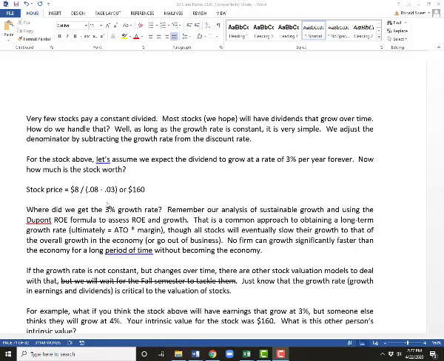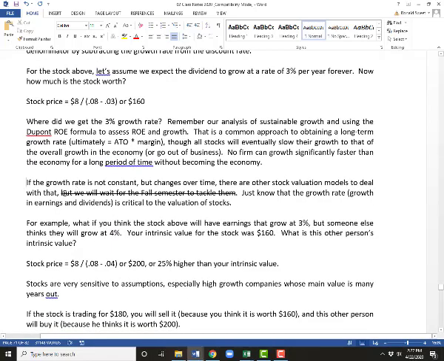So let's talk about this growth rate. My notes had a little problem here. I used to do this class over more than one semester, so some of these notes I struck out. But what happens if the growth rate is not constant, if it changes over time? We'll look into how to do that with what I call the H model.